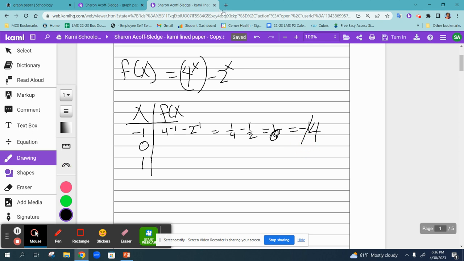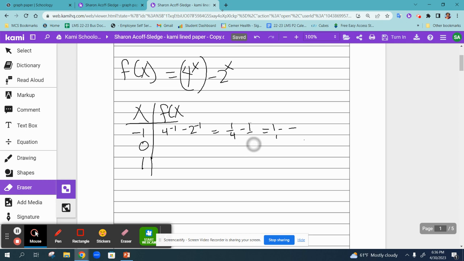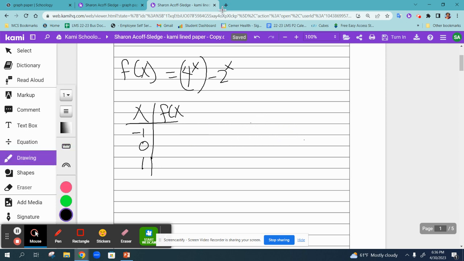So this is going to be -1/4. I'm going to work these up above here. Okay, when it's 0, that's an easy one. 4 to the 0 minus 2 to the 0. Any number to the 0 power is 1. So 1 minus 1. So when it's 0, f of x is 0. And now we're going to plug in 1. So 4 to the first power minus 2 to the first power. 4 to the first power is just 4. 2 to the first power is 2. 4 minus 2 is 2.